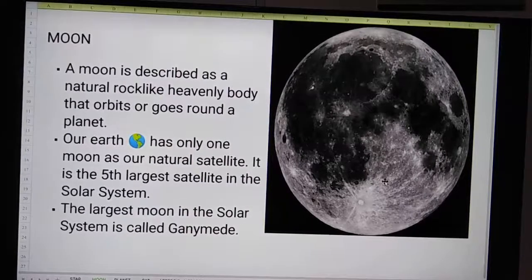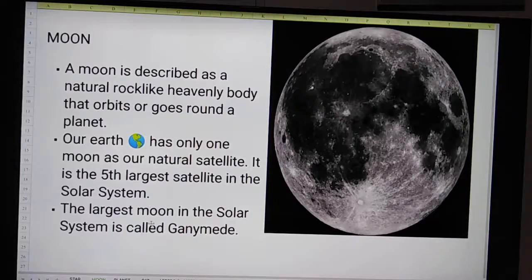Okay, so that is it. There are several moons surrounding other planets too. Jupiter, I spoke about Jupiter's moon when I was talking about the planet in the last video. So that video contains a lot of information about the moon.